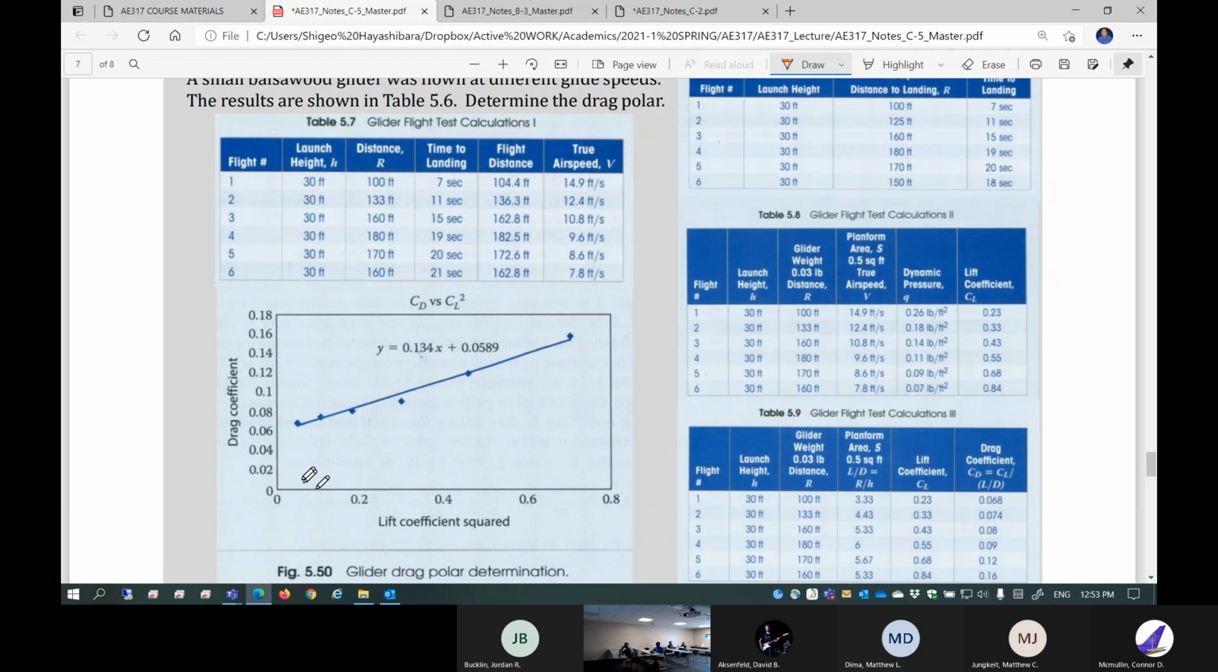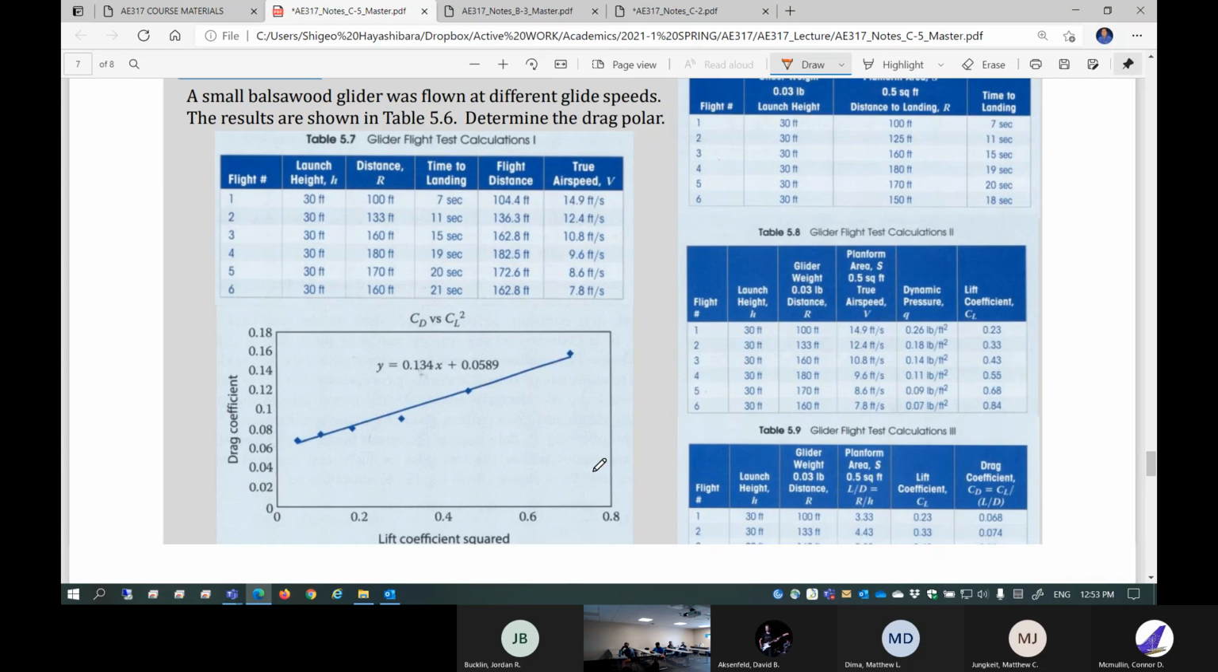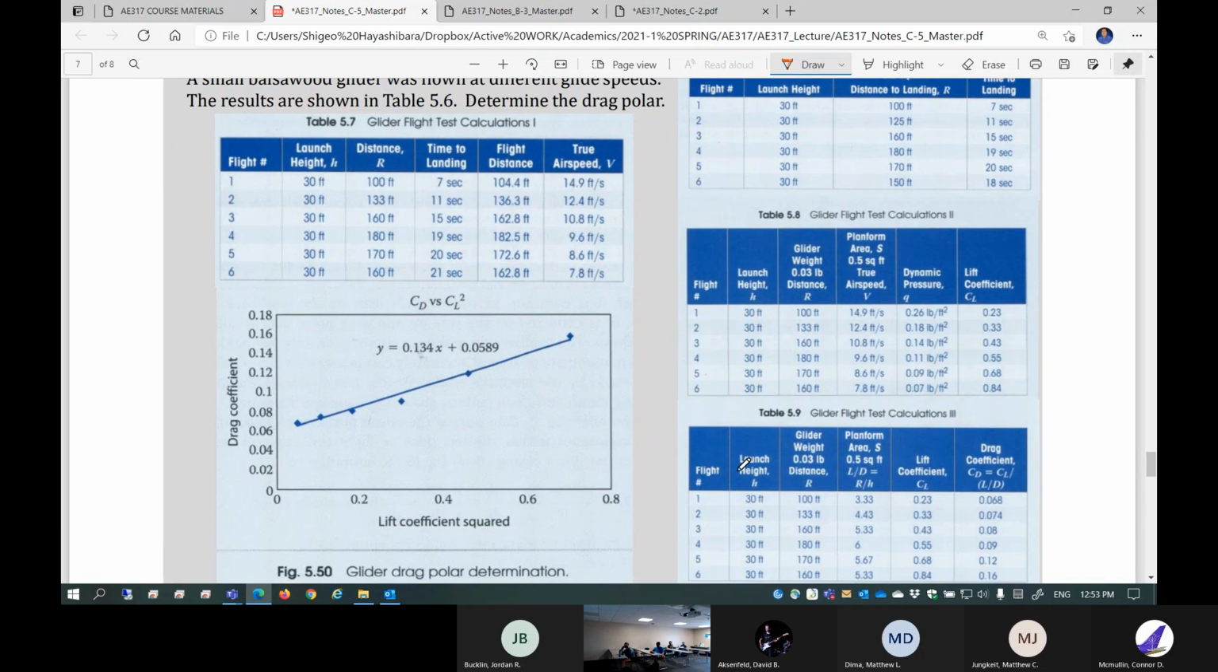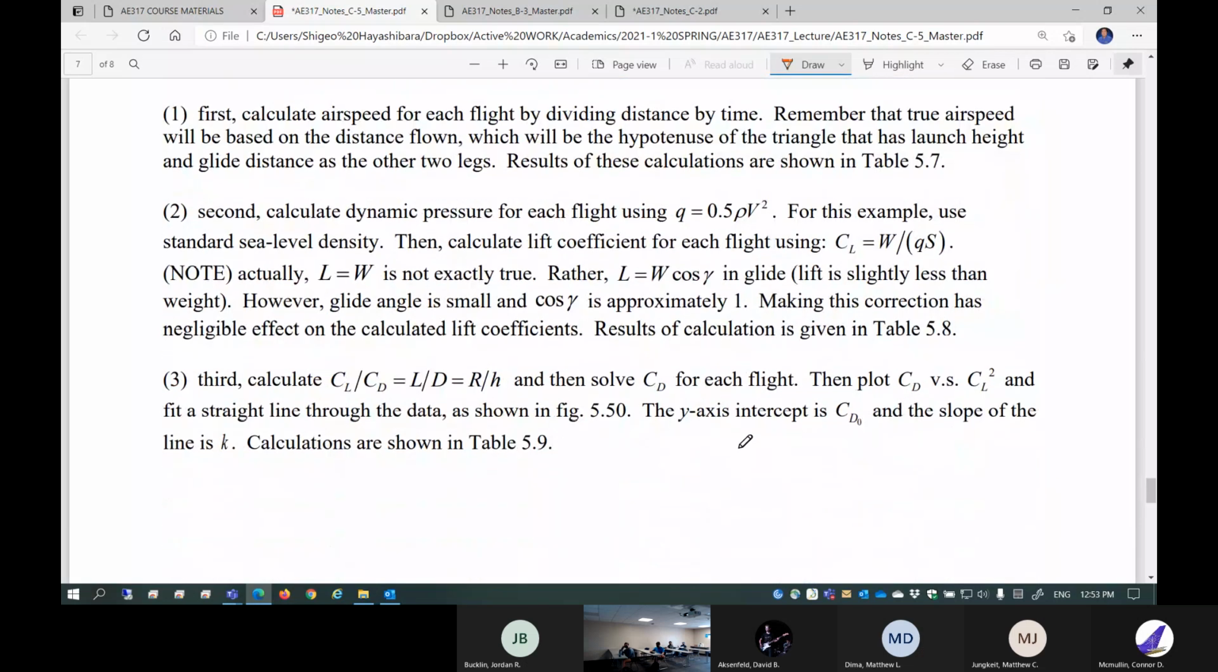Then you can plot drag coefficient and lift coefficient from those total 6 flights, and then you can actually plot it and determine the drag polar. Very simple, okay? So you're going to go through the details, okay? Yeah, I'm not going to cover that, okay?